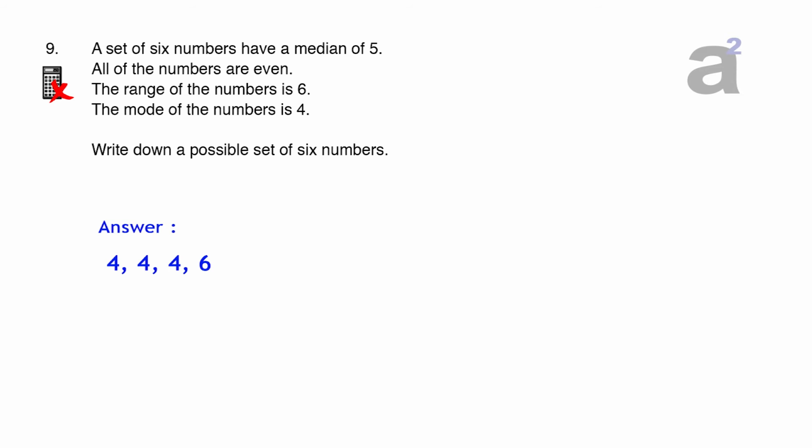Now there are 6 numbers only and the median is 5. So median will be the average of middle 2 numbers. So in the middle there should be 4 and 6 to make the median 5 because all the numbers are even. So we got the first 4 numbers: 4, 4, 4 and 6. And the last number should be 10 because the range is 6. 10 minus 4 is 6.